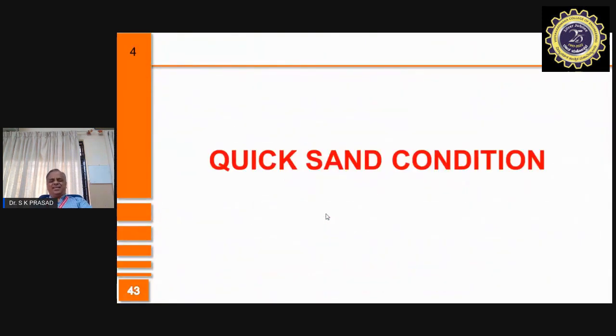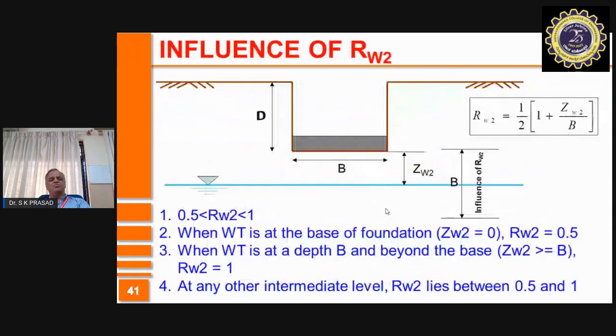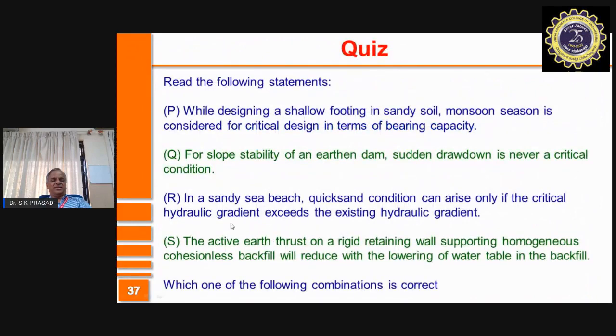I now try to consider quicksand condition. I do not know whether Professor Chetan is going to touch on this aspect. And I take this quicksand condition because, you see in the question R, it says that in a sandy sea beach, okay, in sea beach, mostly you see sand. Quicksand condition can happen many a times. You keep your feet, suddenly it appears on the sea beach that your feet are going down. So quicksand condition can arise only if critical hydraulic gradient exceeds the existing hydraulic gradient.